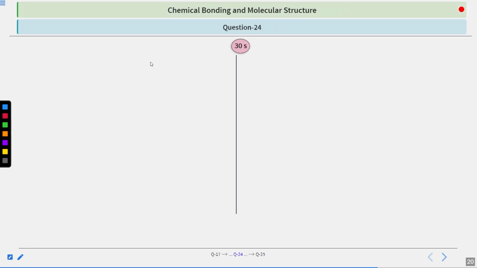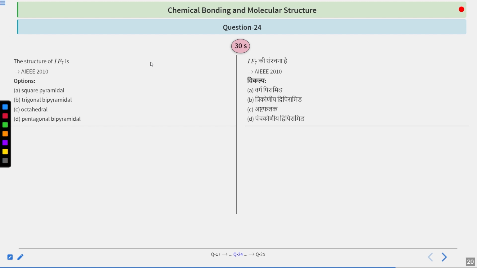Now next, question number 24. Question 24 says that the structure of IF7 is, options are square pyramidal, trigonal bipyramidal, octahedral and pentagonal bipyramidal. So you have 30 seconds to solve this question. Your time starts now.